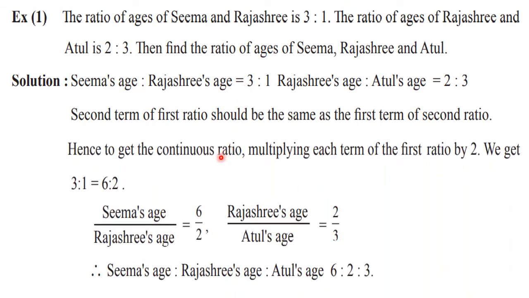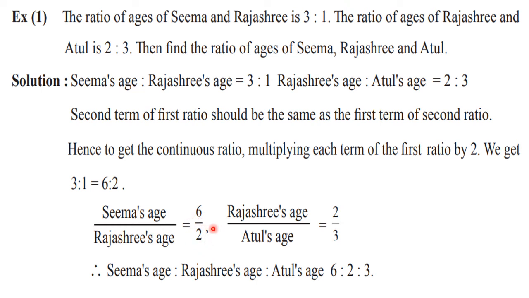So how can we write it like this? See here, if we want 2, then here also we have to multiply by 2. Those 3 is to 1 will become 6 is to 2. Now you will find, see, Seema's age upon Rajeshri's age is 6 upon 2. The first ratio is converted. And the second ratio is written as it is. Rajeshri's age to Atul's age is 2 upon 3.